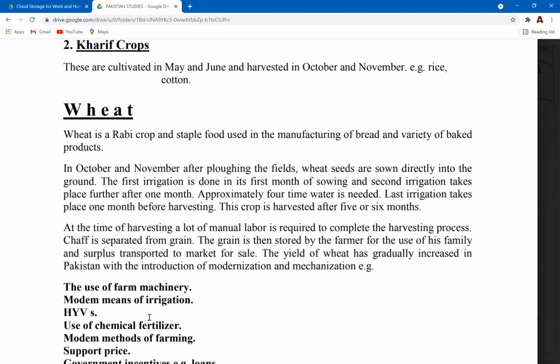Irrigation is done first one month after the sowing of the seed, and the second irrigation takes place after another month. So as you plow the land, you sow the seeds, and right after one month of sowing, the first irrigation takes place. And after another month, the second irrigation takes place. Why do we rely on irrigation?